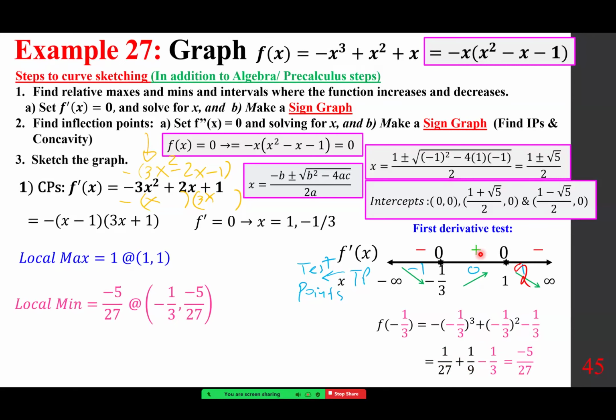Now, positive means increasing, so it's increasing from -1/3 to 1. Negative means decreasing from -infinity to -1/3 union 1 to infinity.